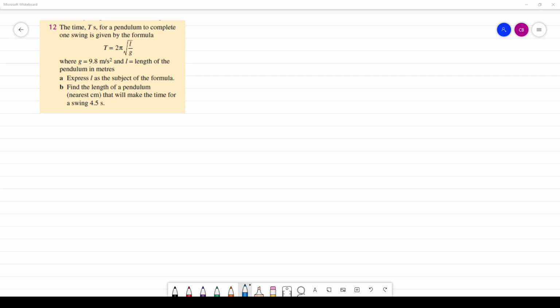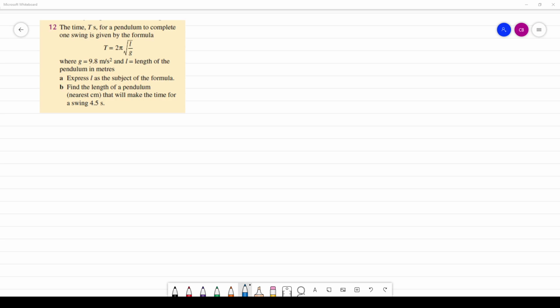Let's have a read. The time, capital T seconds, for a pendulum to complete one swing is given by the formula T equals 2 pi times the square root of L over G, where G equals 9.8 meters per second squared and L equals length of the pendulum in meters. Part A, express L as the subject of the formula. Part B, find the length of the pendulum, to the nearest centimeter, that will make the time for a swing 4.5 seconds.